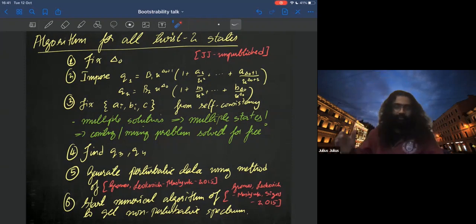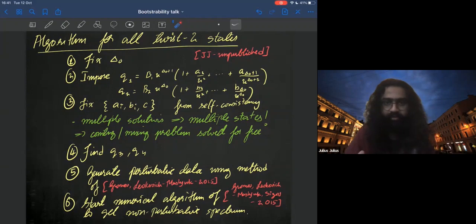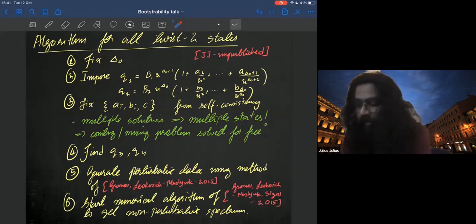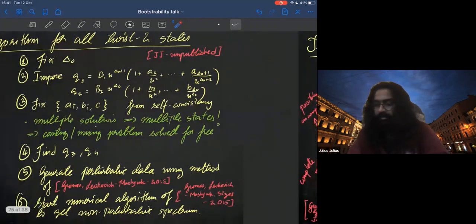And in general, in principle, you can map out all twist 2 states in this defect CFT. In fact, we can.